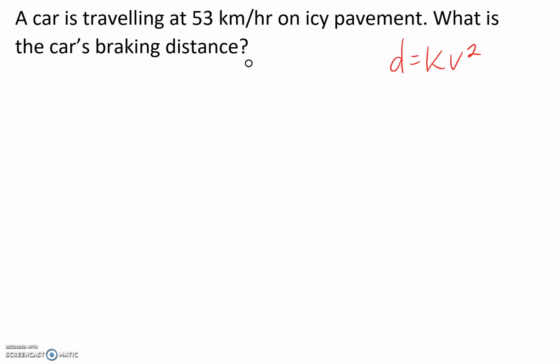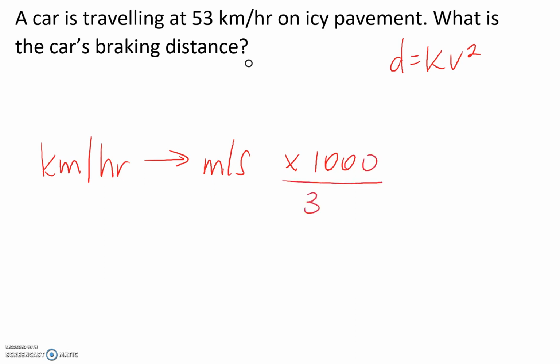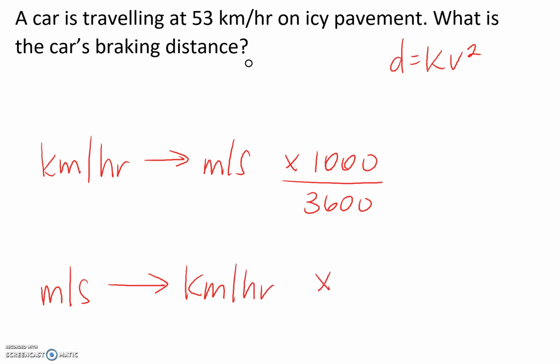A gentle reminder that in order to convert from kilometers per hour into meters per second, you take the number that you're given, multiply by 1,000 and divide by 3,600. That's because there are 1,000 meters in a kilometer and 3,600 seconds in an hour. If you were trying to convert the other way, from meters per second into kilometers per hour, you would do the reverse. You would multiply by 3,600 and then divide by 1,000.